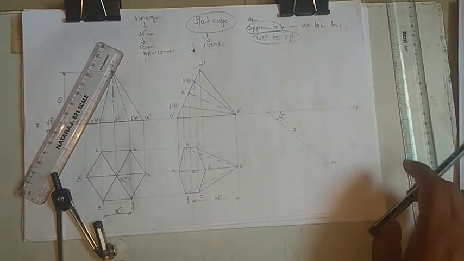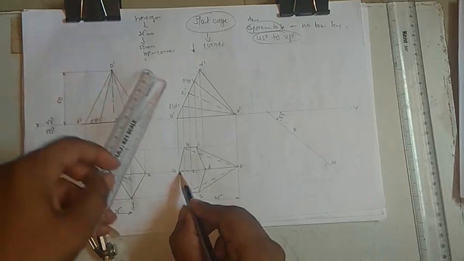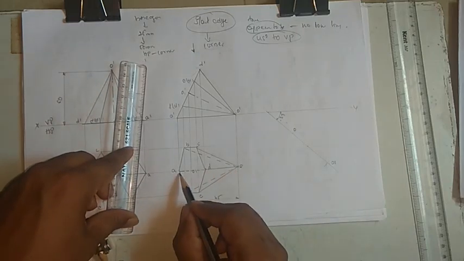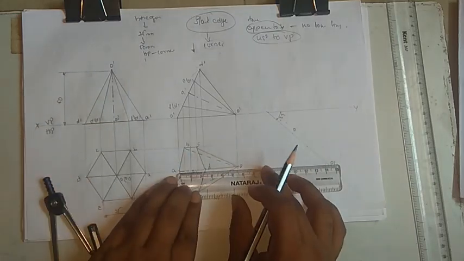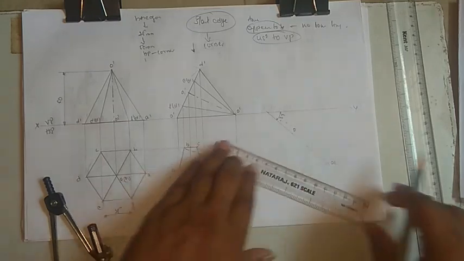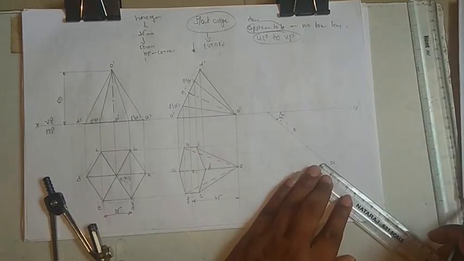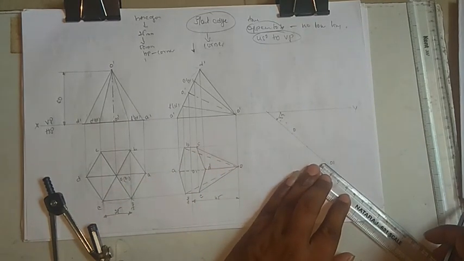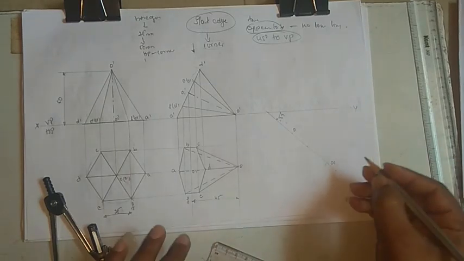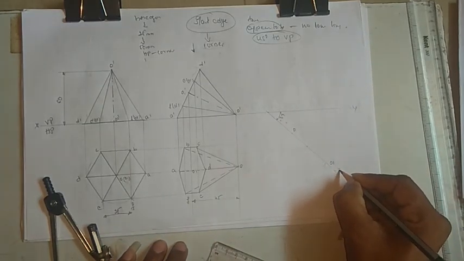Okay, so now we have O1 on the same line, we have a D, we have an A. Okay, you just measure from O to A1 how much it is. It is coming around 11. So from O1 you just measure 11 on the same point. Okay, so this is A.